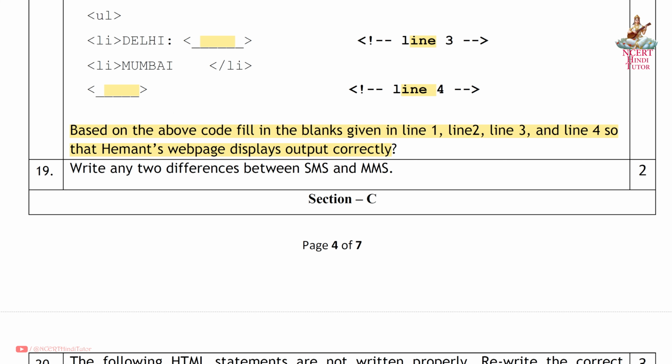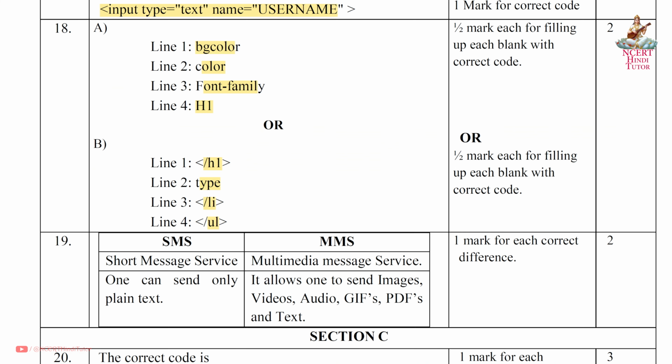Question 19. Write any two differences between SMS and MMS. Answer: SMS, short message service; MMS, multimedia message service. With SMS, one can send only plain text. With MMS, it allows one to send images, videos, audio, GIFs, PDFs and text.